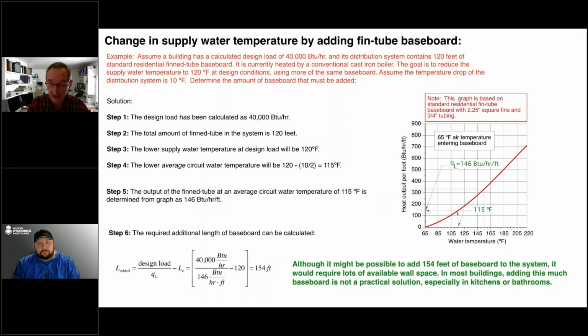I have had people ask me, can I double stack the fin tube? I tell them don't do that. Not only quickly, but the output from the lower baseboard is going to be warmer air going into the upper baseboard, and that's going to reduce its output. So it becomes very impractical to do that with standard baseboard.